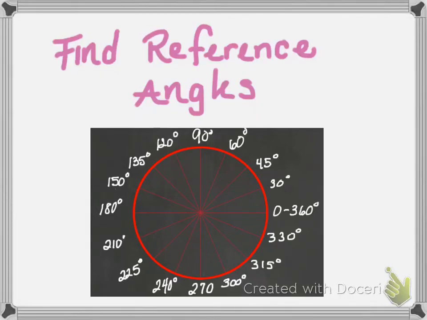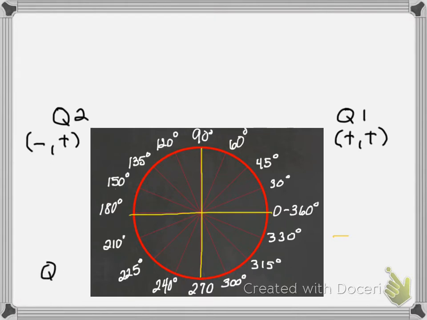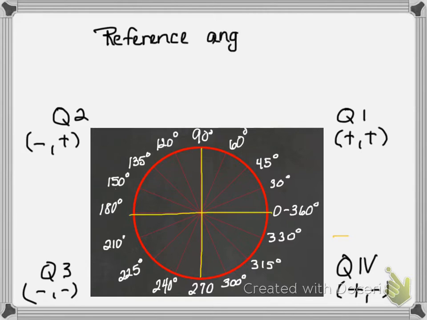Okay, today we're looking at finding reference angles. Got to remember we have 4 quadrants, and the signs of X and Y in the first quadrant is plus and plus. Quadrant 2, X is negative, Y is positive. Quadrant 3, we have 2 negatives, X and Y. Quadrant 4, we have a positive X and a negative Y.